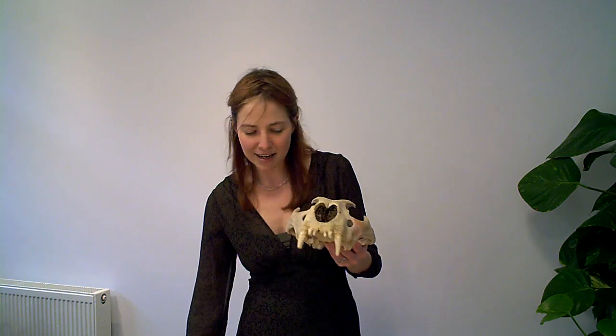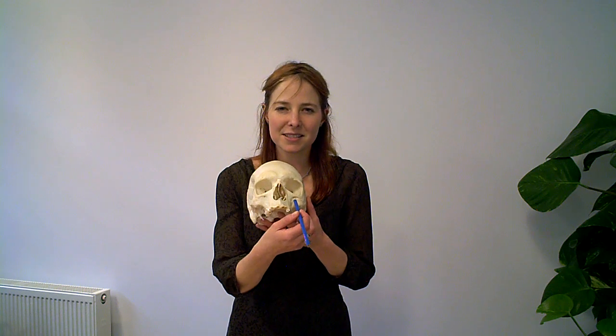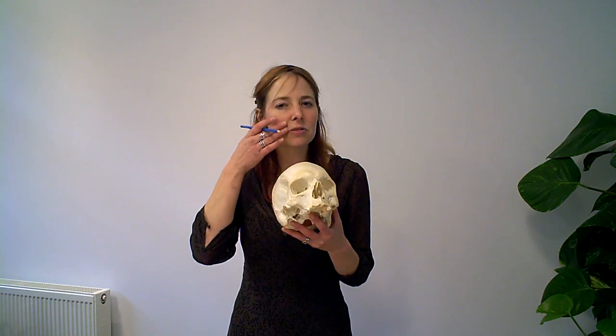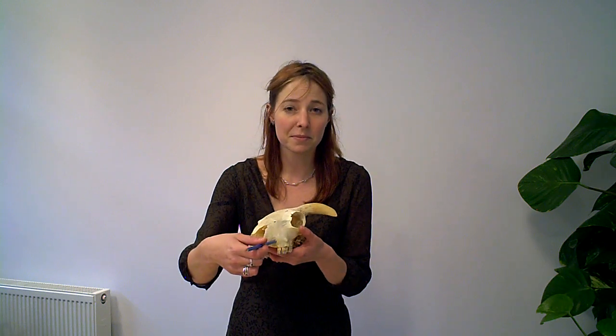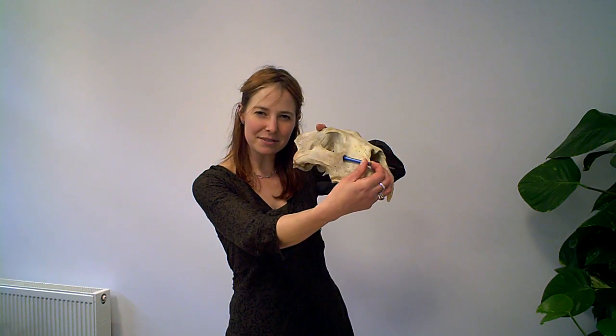One final difference I'd like to show you is here on the front of the cheek. There is a little hole where a nerve comes through to supply the skin of your cheek. And that hole is called the infraorbital foramen. It is also there in the sheep. It is also there in the lion. But in the lion, it is absolutely massive.